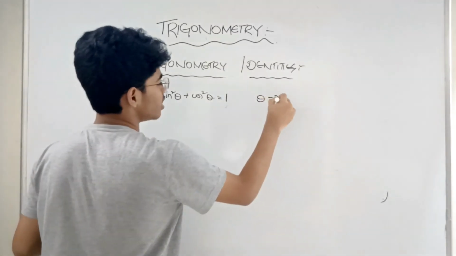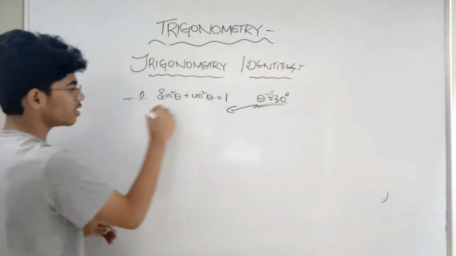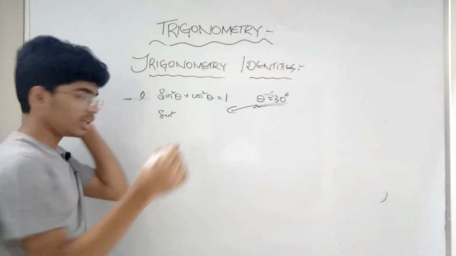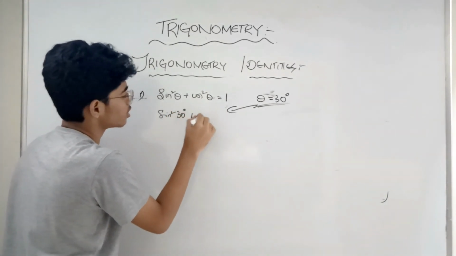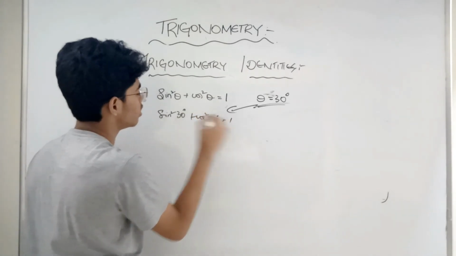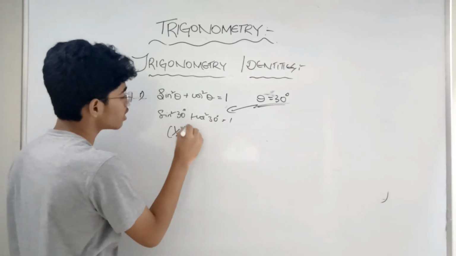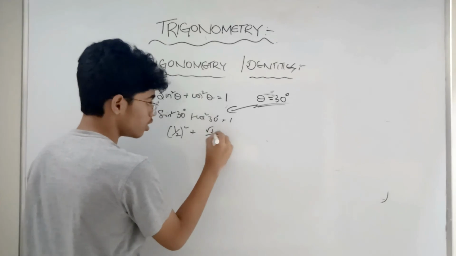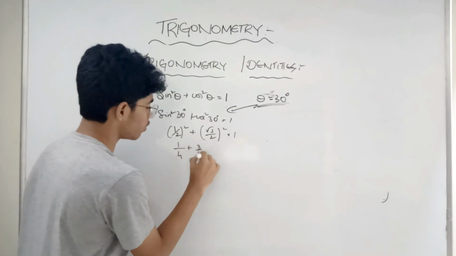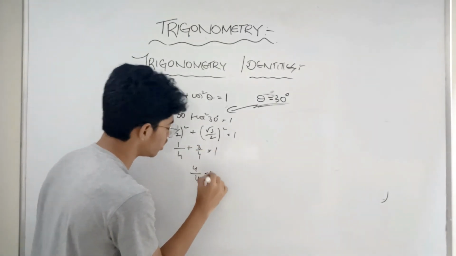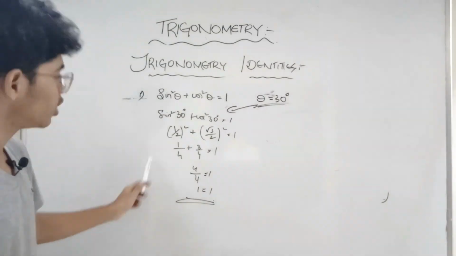If theta equal to 30 degrees, so if we substitute here, sine square 30 plus cos square 30 equal to 1. Sine 30 is 1 by 2, so sine square 30 is 1 by 2 whole square, plus cos 30 is root 3 by 2 whole square, equal to 1. So this is 1 by 4 plus 3 by 4 equal to 1. 4 by 4 equal to 1. 1 equal to 1. Hence proof: sine square theta plus cos square theta equal to 1.